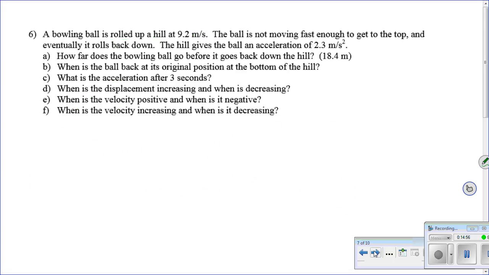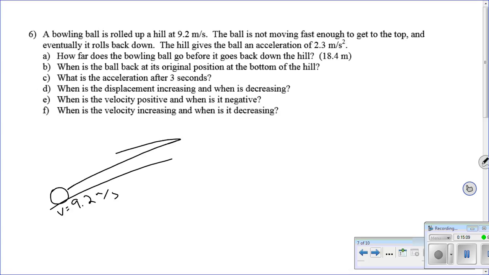Next guy, bowling ball rolling up a hill. All right, so here we go. This is one where you've got to make a drawing, right? Here's our hill. The ball is going to start with a velocity here of 9.2 meters a second. It's going to go up the hill and come back down.